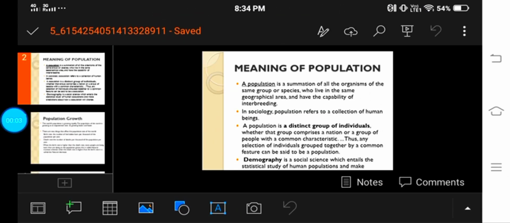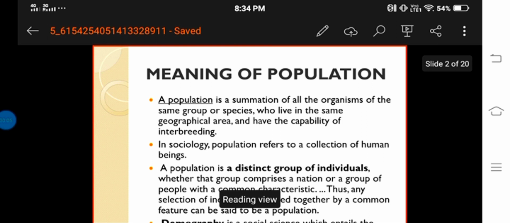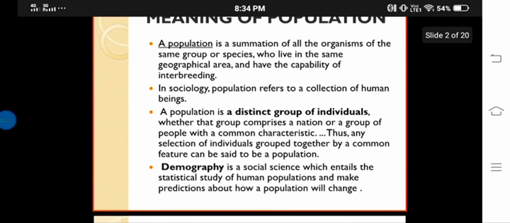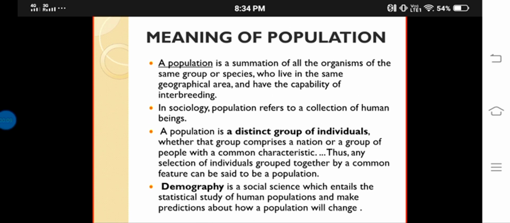Hello everyone. So today we are going to study population. First of all, what is the meaning of population? A population can be described as the area where a number of people come together and live together. In economics as well as in sociology, we study population.